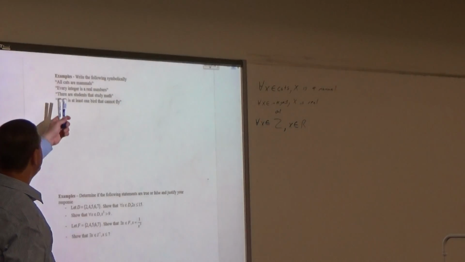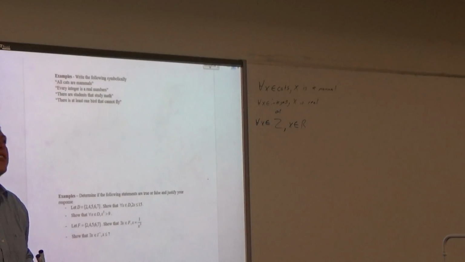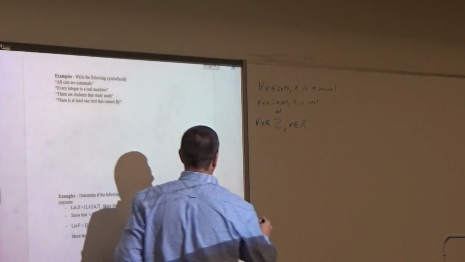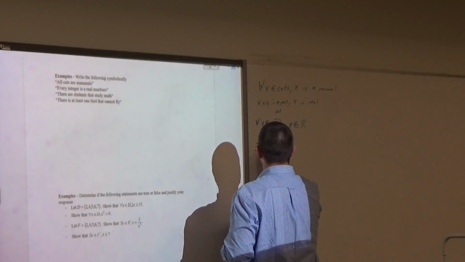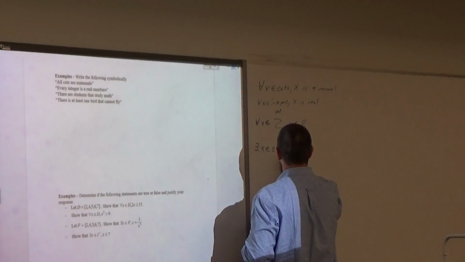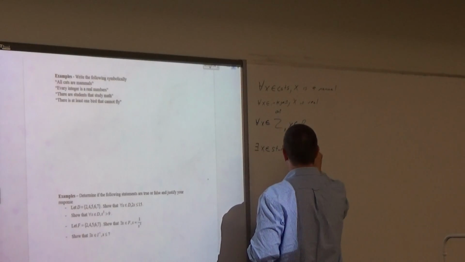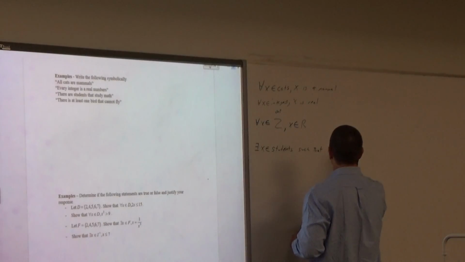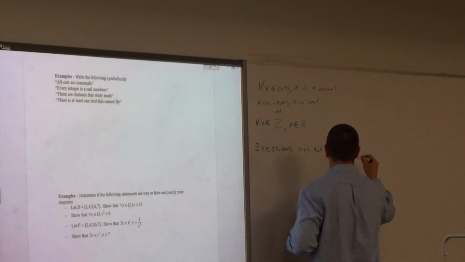There are students that study math. That's not a universal statement, right? That's an existential statement. So the way I would write this is: there exists x in students such that x studies math.